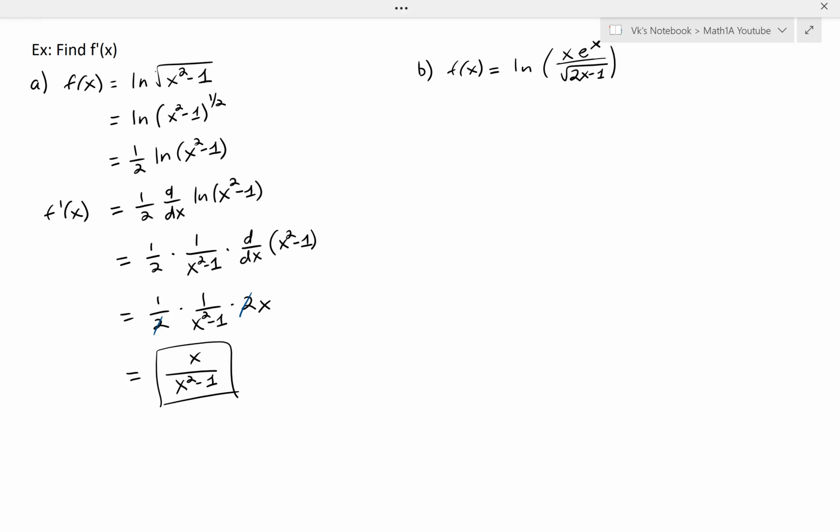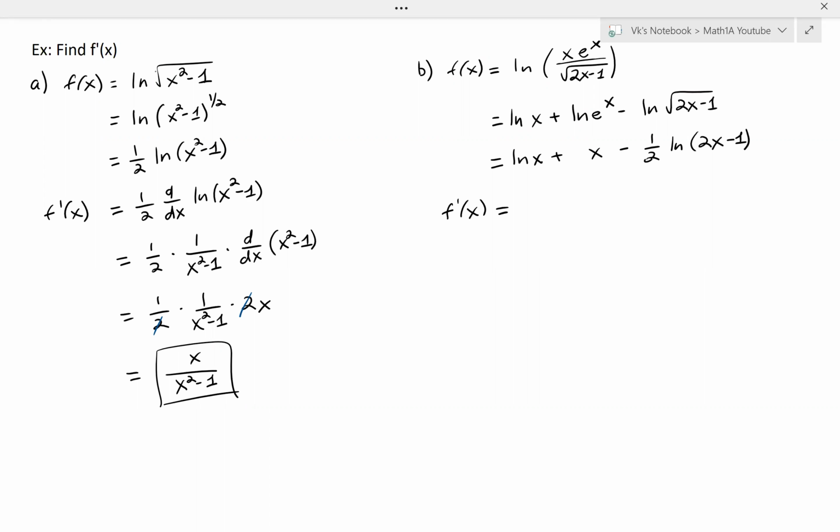Similarly, you don't want to do this directly, because if we take the derivative using the chain rule, then the derivative of the inner function is pretty ugly. The best way to do this is to simplify using properties of logarithms. So ln x plus ln e to the x minus ln root of 2x minus 1. ln x plus ln e to the x is x, minus 1 over 2 ln of 2x minus 1.